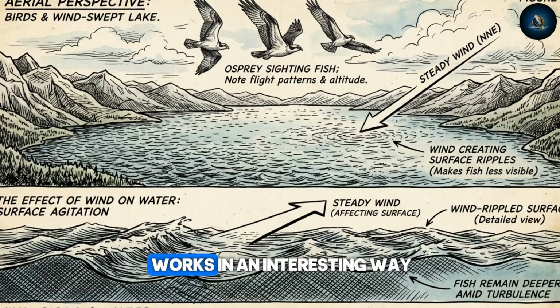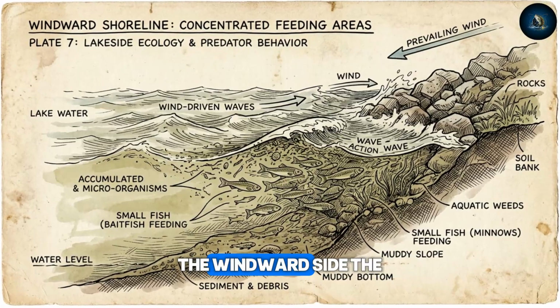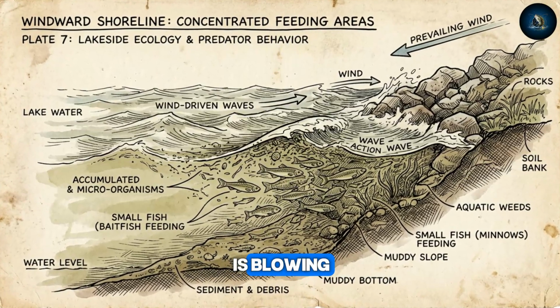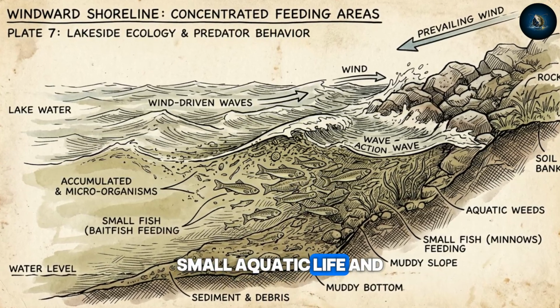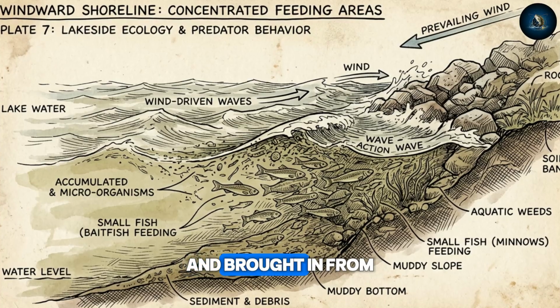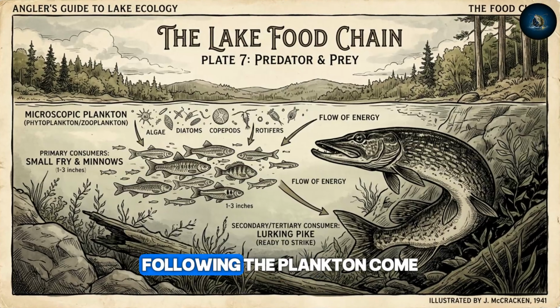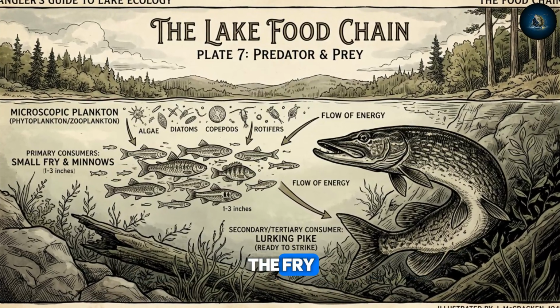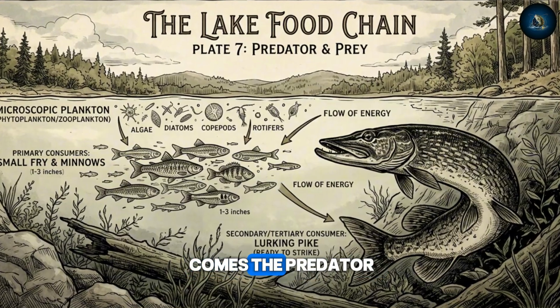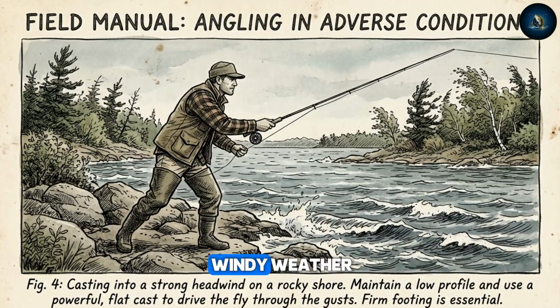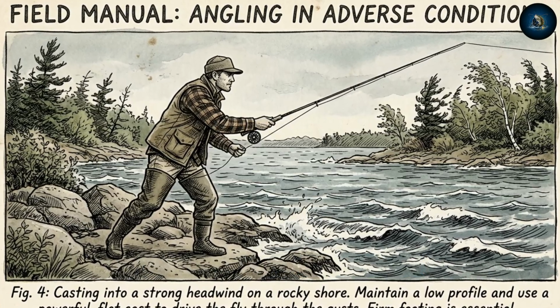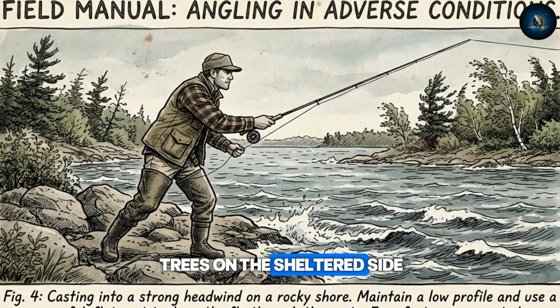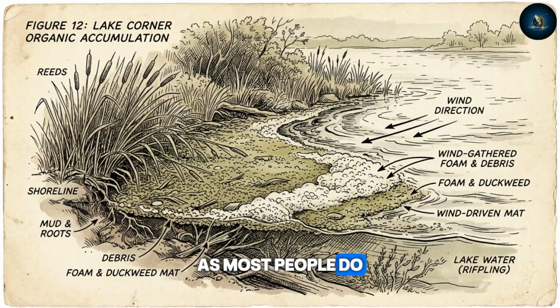Wind on a lake works in an interesting way. The windward side, the one where the wind is blowing, accumulates plankton on the shore, small aquatic life, and everything that was blown and brought in from the surface. Following the plankton come the fry, and following the fry comes the predator. This means that in windy weather, it's worth checking the windward shore specifically, rather than hiding behind trees on the sheltered side, as most people do.